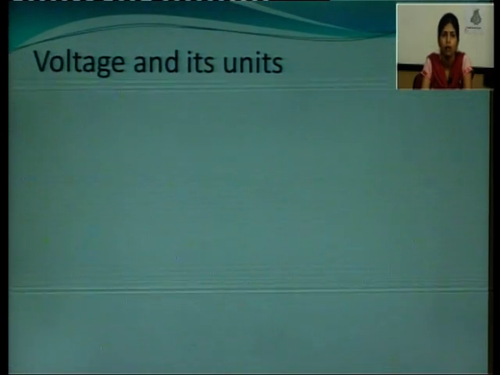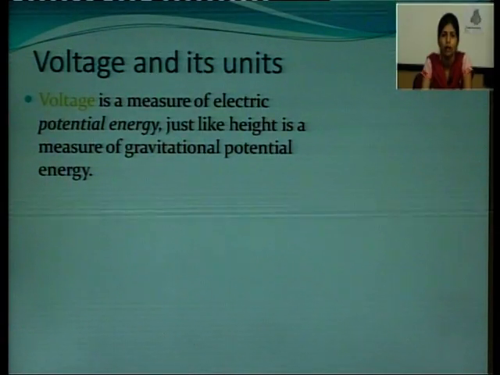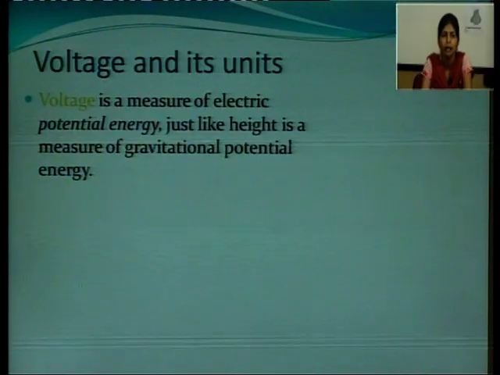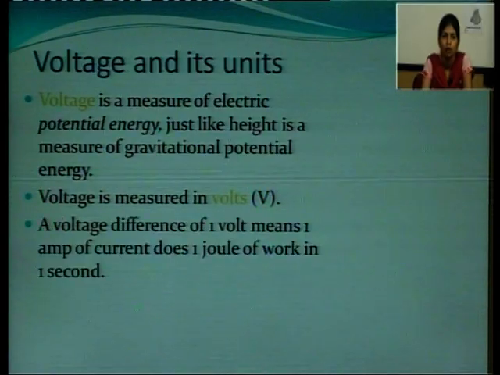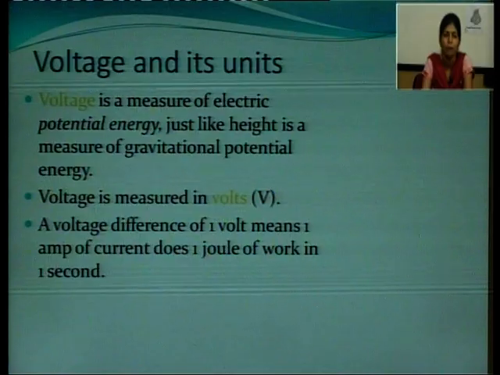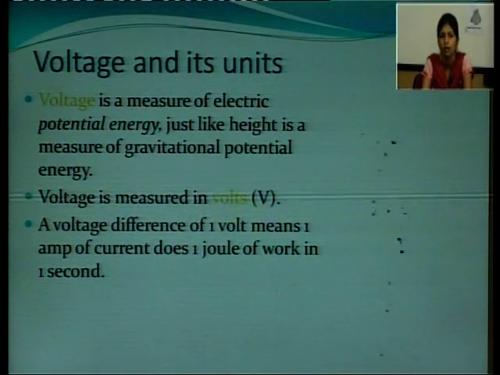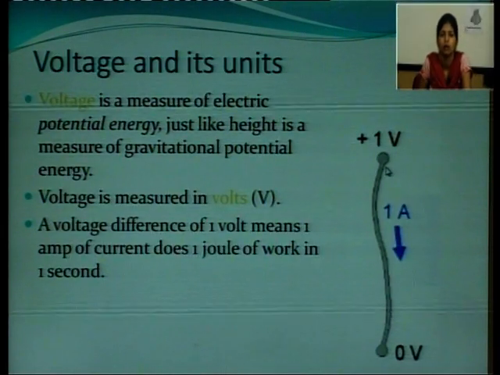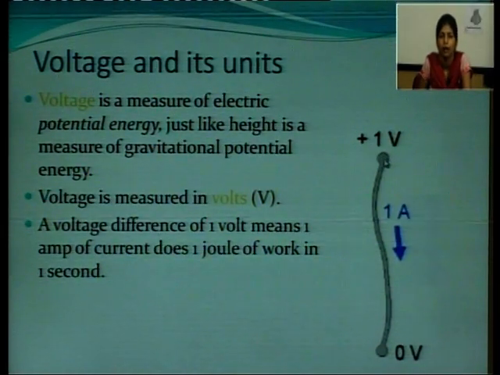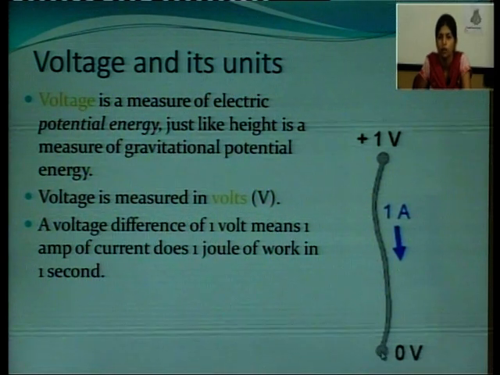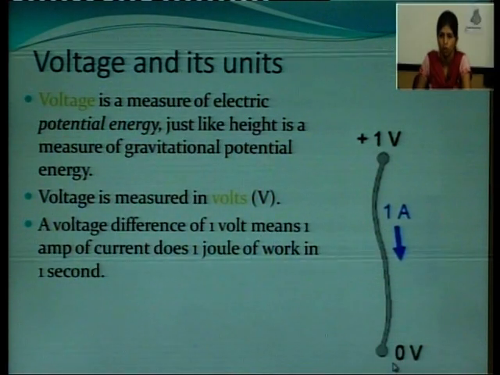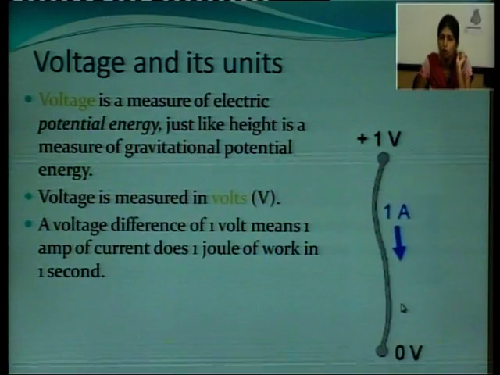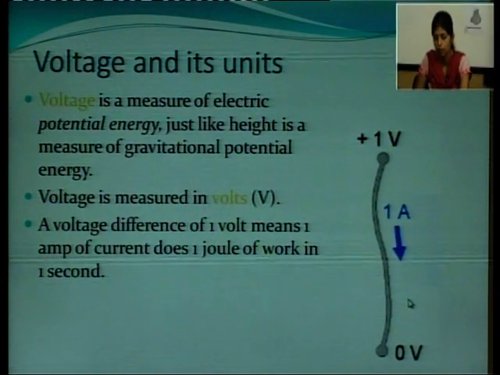Now next is voltage and its units. Voltage is the measure of electric potential energy, just like height is a measure of gravitational potential energy. Voltage is measured in volts, and 1 volt means 1 ampere of current does 1 joule of work in 1 second. So this end is at the higher potential, and this end is at the lower potential. Because of this potential difference, the current will flow in the circuit from the higher potential to the lower potential. So mind it, current always flows from the higher potential to the lower potential.